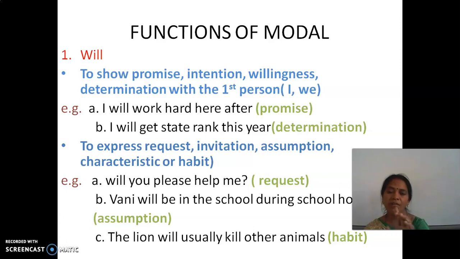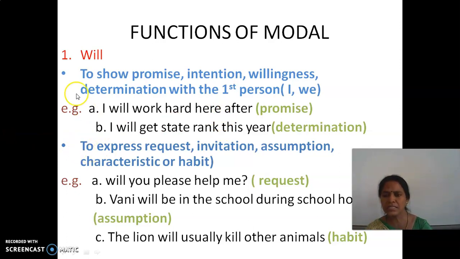Okay, will. I have already written in the bracket what it actually meant. I will work hard hereafter. When parents are telling you are getting very poor marks, then what will you say? You are promising to your mother, Mom, I will work hard hereafter and I will get better marks. See here, I will get state rank this year. Determination. You are talking to your friends, you are telling them that you have decided you want to get your first rank or state rank.